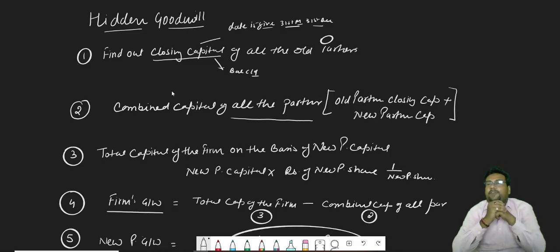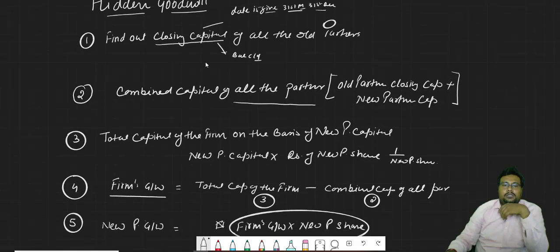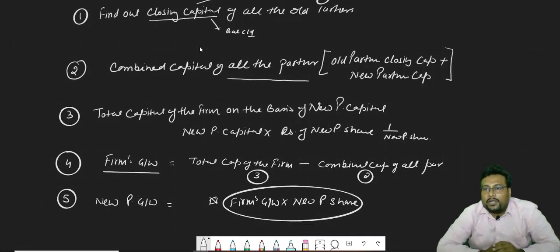And now we will find out, in the next step, the firm's goodwill. And how can we find out the firm's goodwill? It is very simple. Total capital of the firm on the basis of new partner minus the combined capital, whatever we already got in step number 2, we deduct that and we will find out the firm's goodwill. And when we have the firm's goodwill, it is very easy to calculate the new partner's goodwill, because the new partner's goodwill will be very simple: firm's goodwill into new partner's share. This is all about how we find out the new partner's goodwill in the case of hidden goodwill.